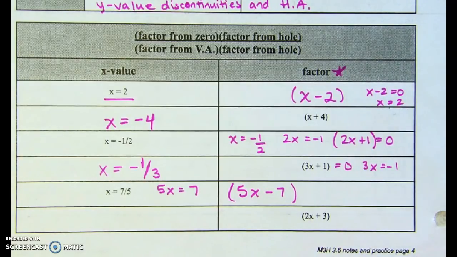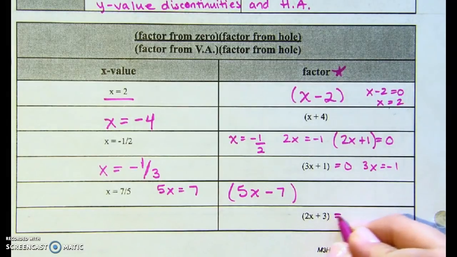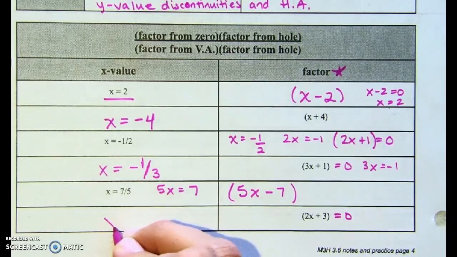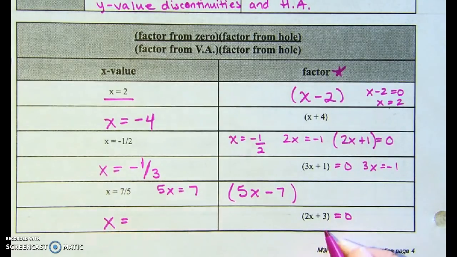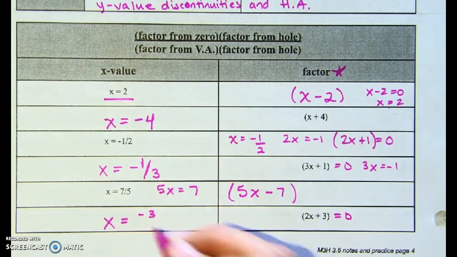All right, last one. If this is the factor, if you set that equal to 0, what would the x value be of whatever that is? It could be the 0, the hole, or the vertical asymptote. -3 divided by 2. Yeah?